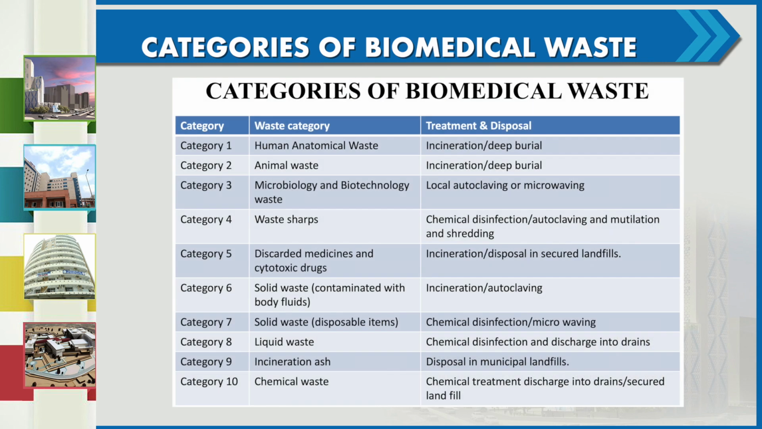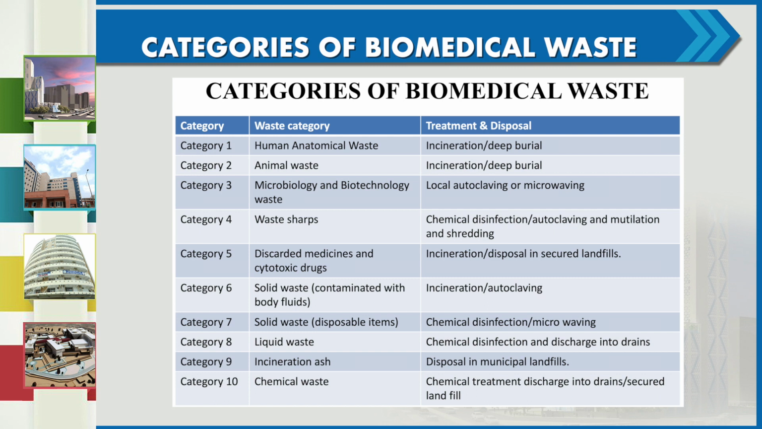Categories of biomedical waste. There are 10 categories which define the wastes and the treatment and disposal for each waste category. The first one, human anatomical waste, which is treated by incineration and deep burial. The second one is animal waste. Again, the treatment procedure is incineration and deep burial.